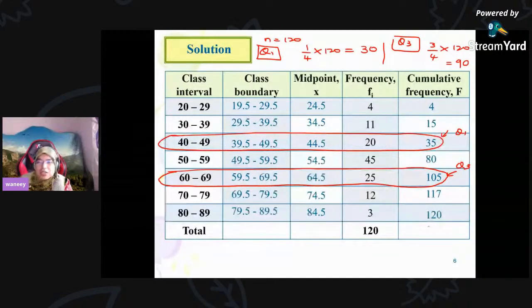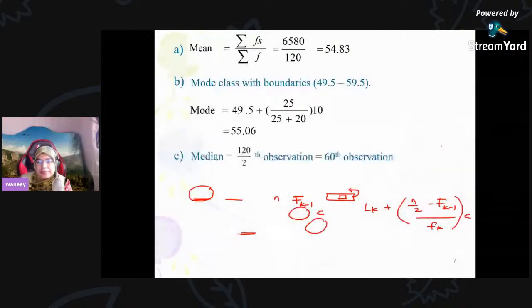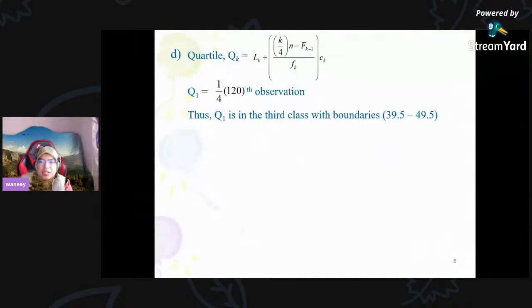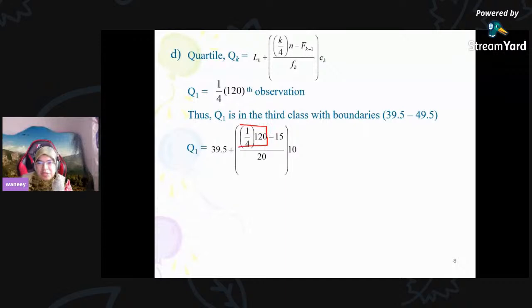Okay, so now let us refer to the formula. Okay, so this is in the third class, 39.5 until 49.5. So 39.5 plus 1/4 times 120 minus the cumulative frequency before our class, which is 15, over your frequency, 20, times the class size. So this is equal to 47.